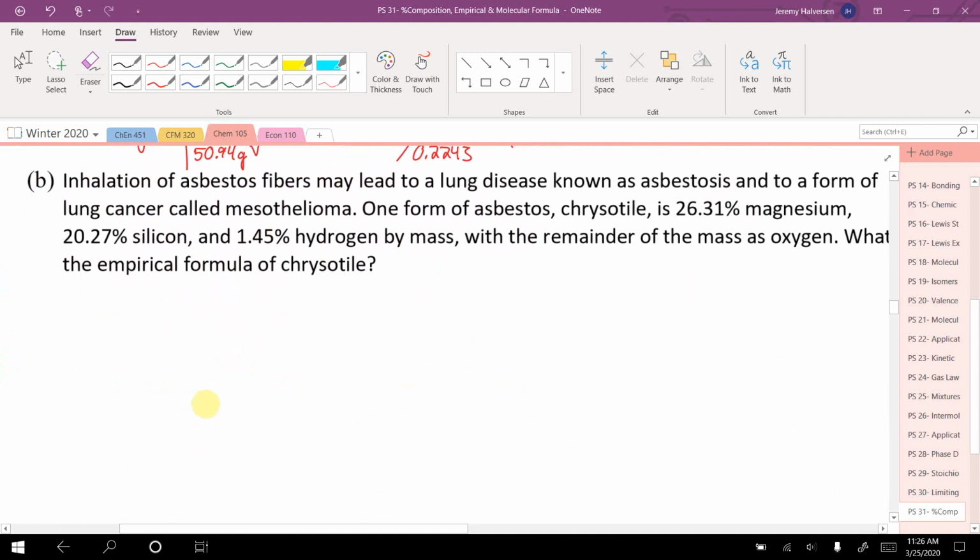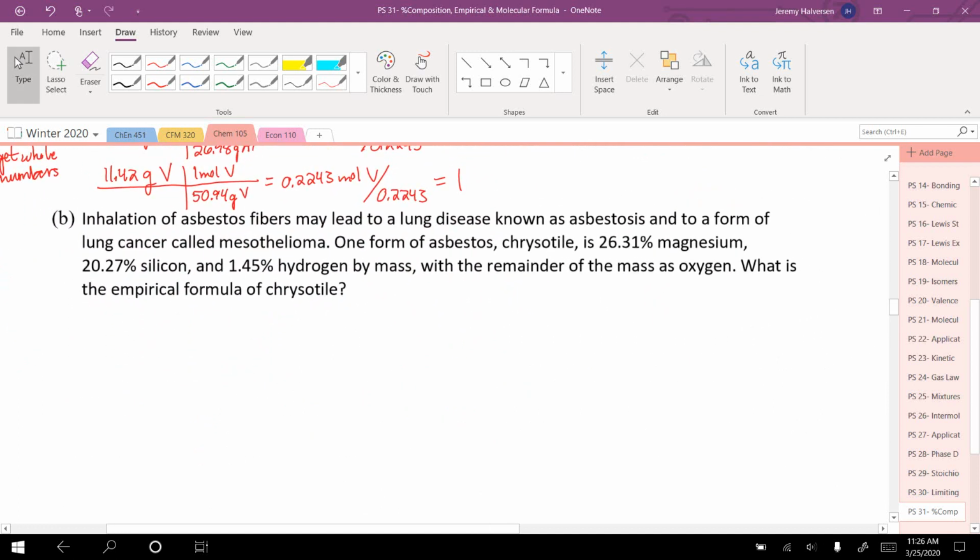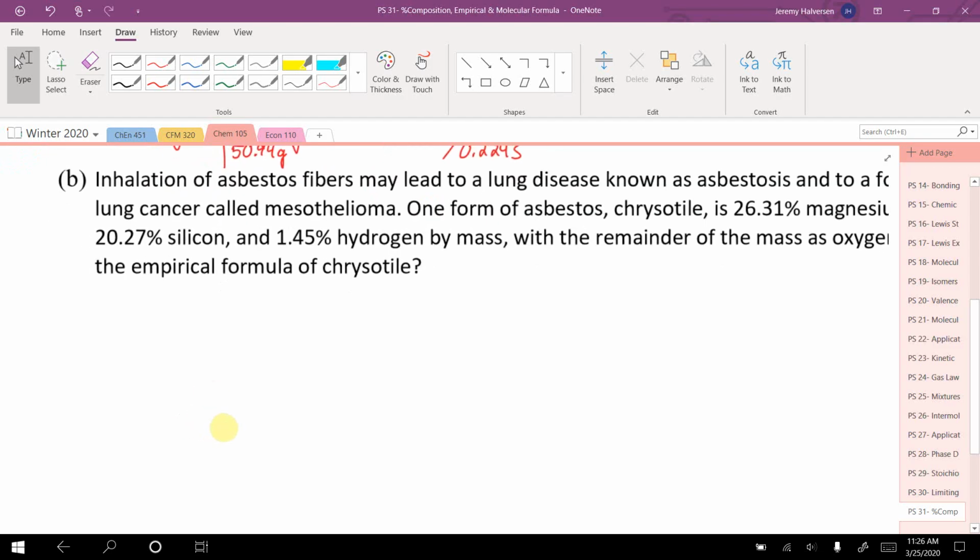All right, let's do some more. Inhalation of asbestos fibers may lead to lung disease, known as asbestosis, and to a form of lung cancer called mesothelioma. One form of asbestos, chrysotile, is 26.31% magnesium, 20.27% silicon, 1.45% hydrogen, and the rest is oxygen. What's the empirical formula? All right, let's do it.